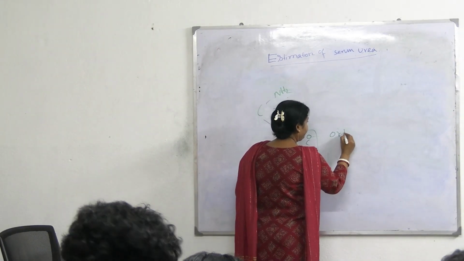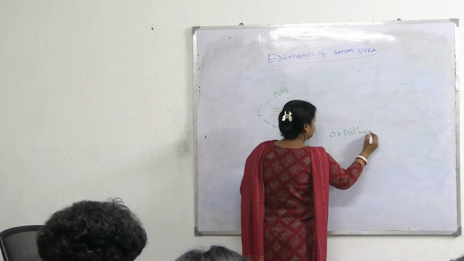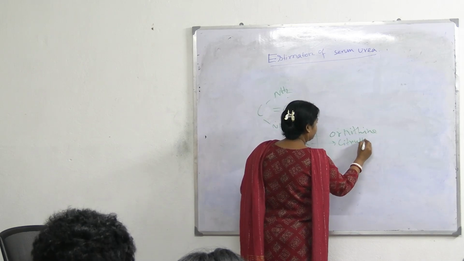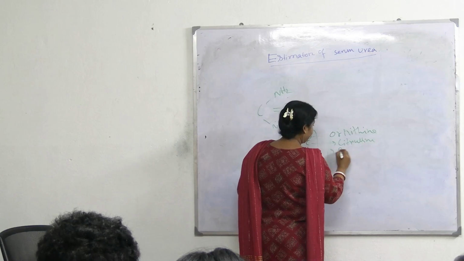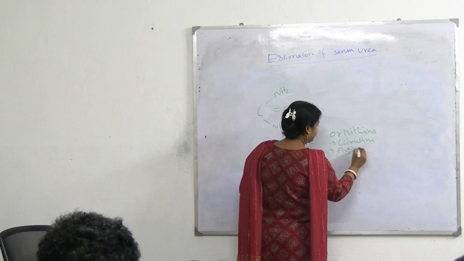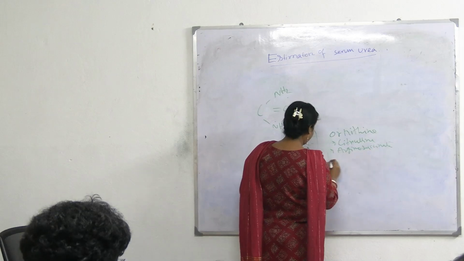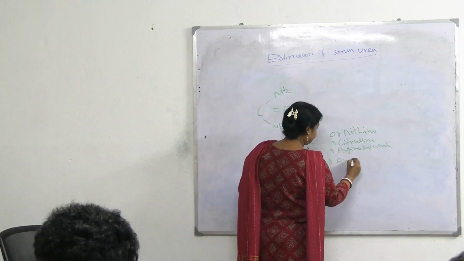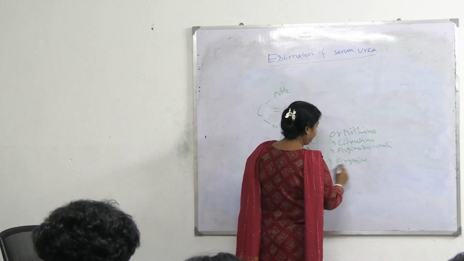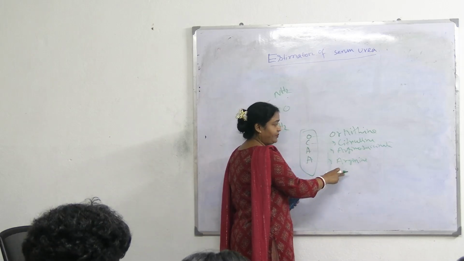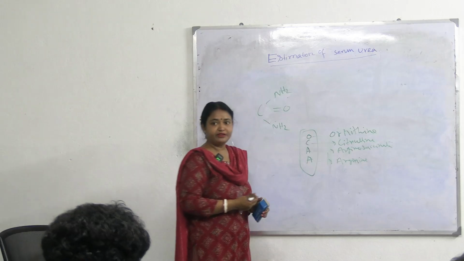This is ornithine, citrulline, argininosuccinate, and this is arginine. The last step will be arginase. From there arginine will be broken down and will form the urea.